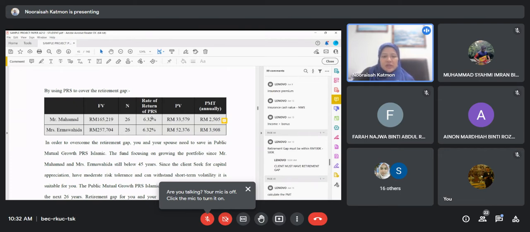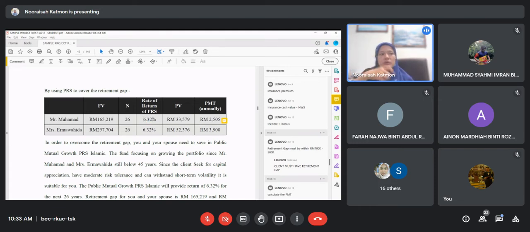Why do we suggest the client keep money in the PRS? Because you can get a tax relief of 3,000 per year if you keep your money in the PRS. Okay, so the rate of the PRS is 6.32, depending on your findings from the internet. You have to screenshot the information from the returns of the PRS. Let's say your interest is 6.0, then you can use 6.0.